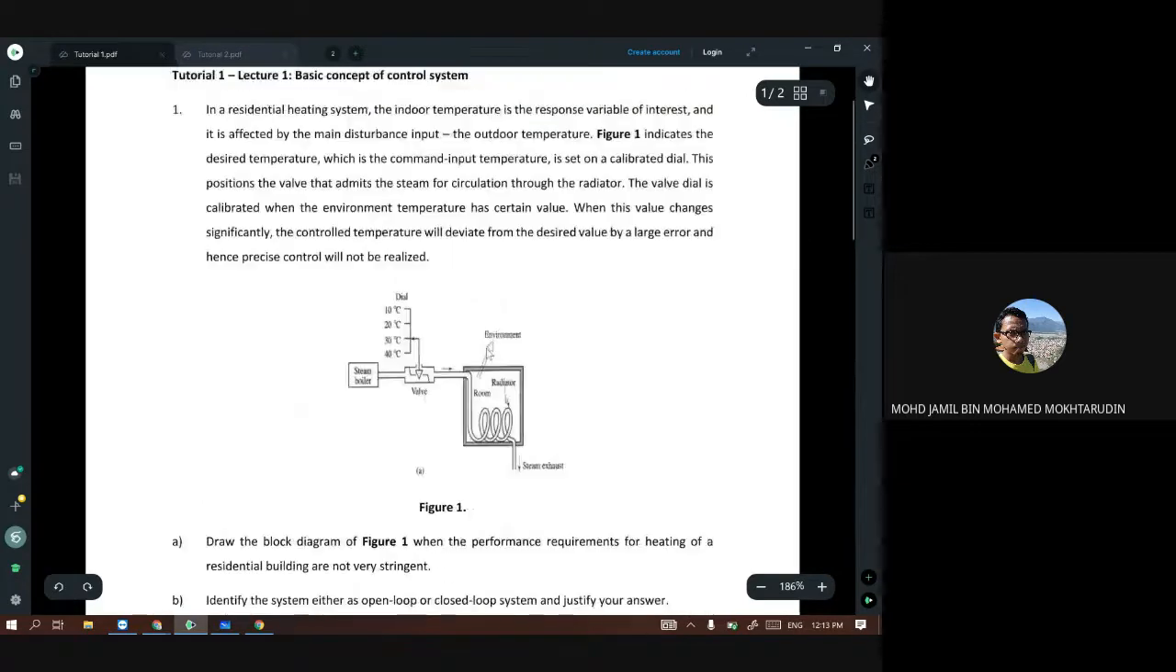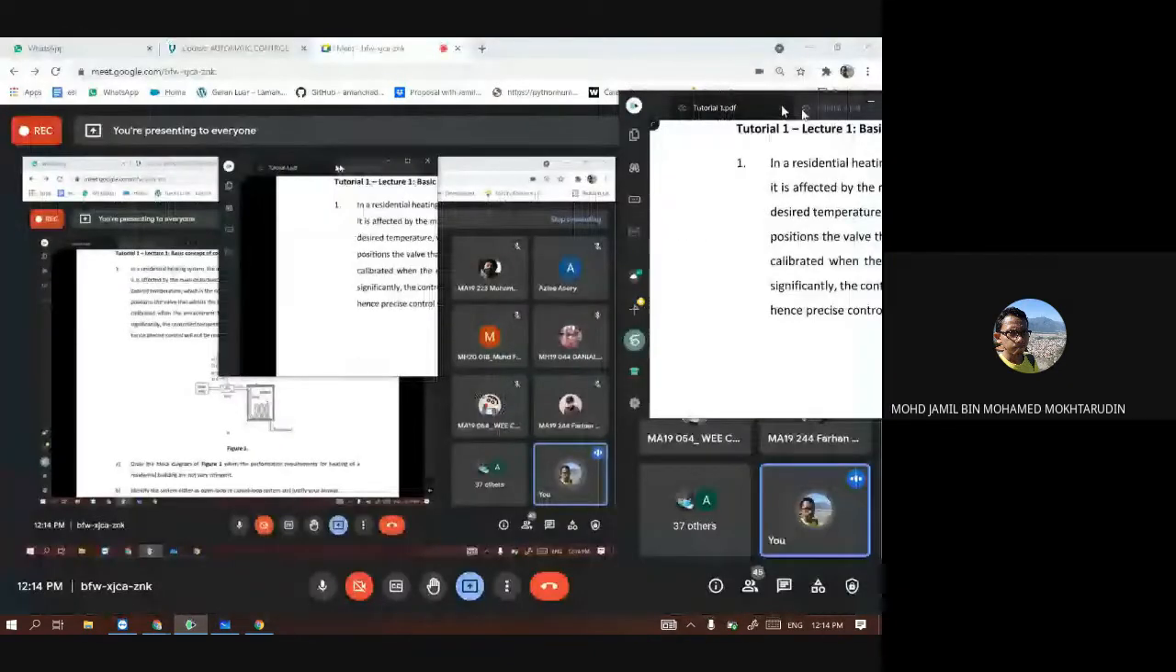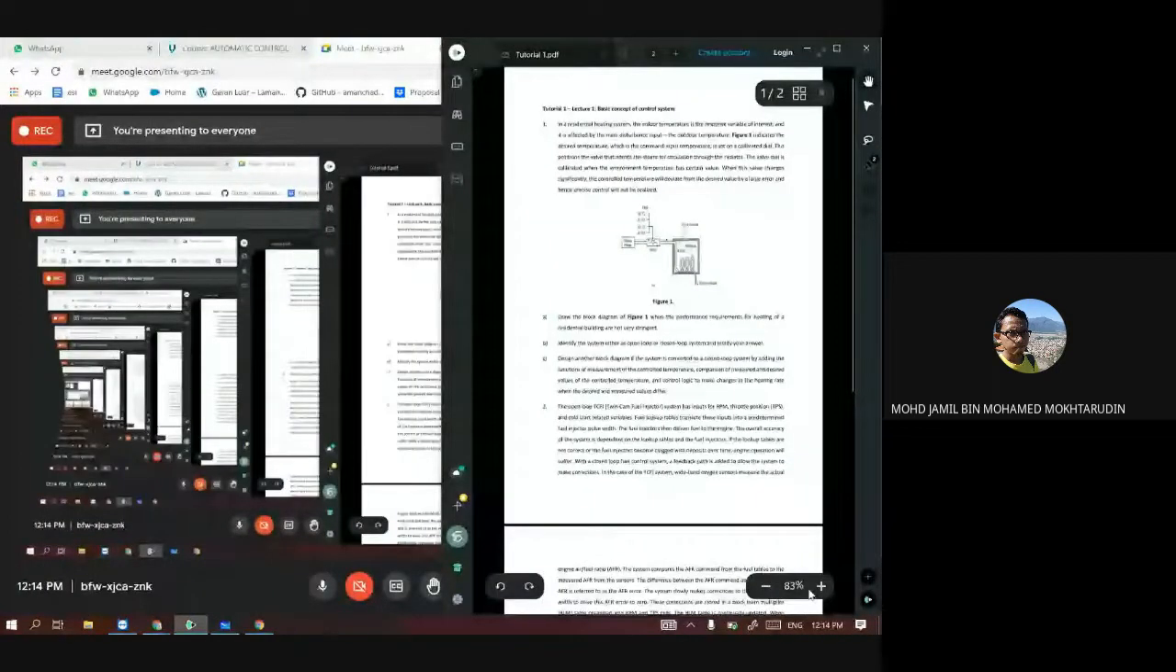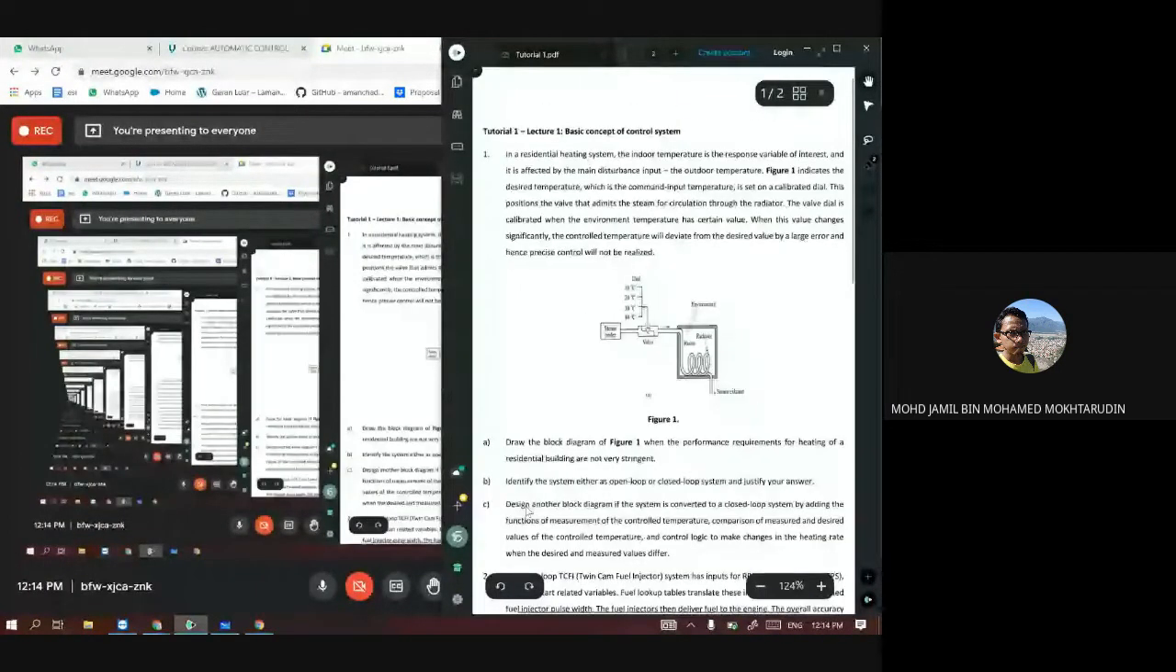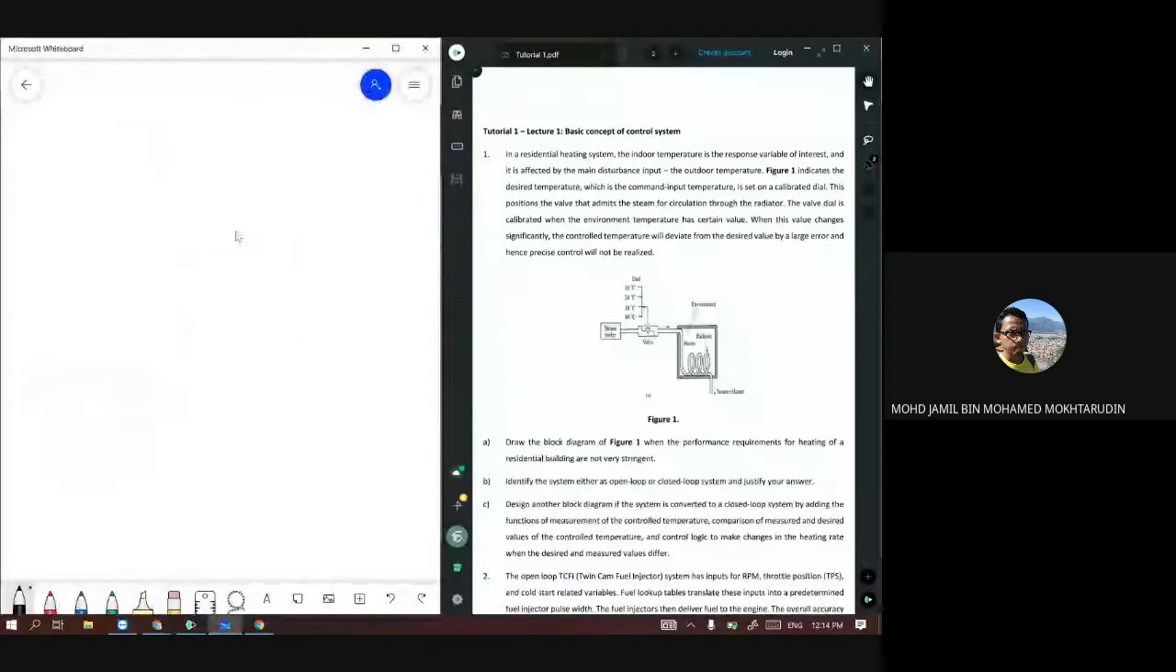So before we can answer or draw the block diagram, first thing is we need to identify the components of this system according to what we have learned last week. So control system has several elements as what we have looked at last week. Okay, so let's identify the elements of the control system based on this figure.